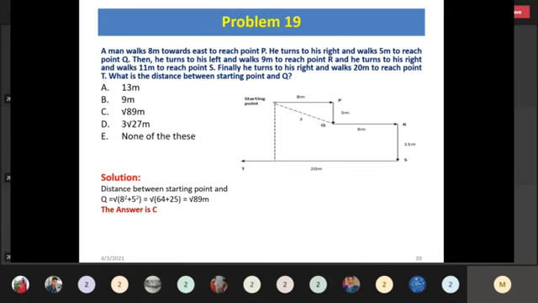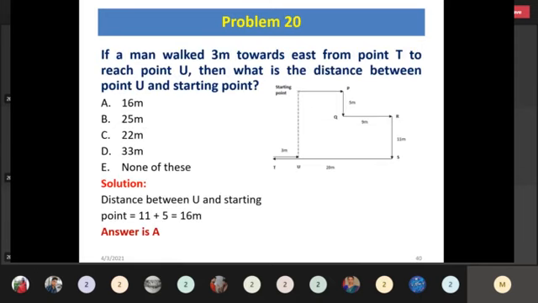Now coming to the last problem. Problem number 20. If a man walked 3 meters towards east from point T to reach point U, then what is the distance between point U and starting point? I'll read out this once again. If a man walked 3 meters towards east from point T to reach point U, then what is the distance between point U and starting point?